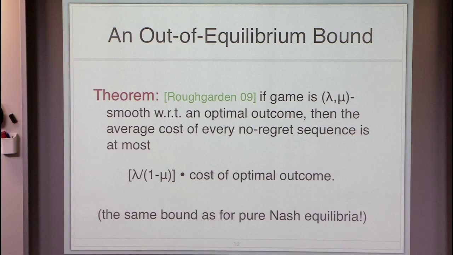But non-tight games? Yeah, so if you look at routing games on parallel links, those are not tight, you cannot prove the tight bound of 4/3 using a smoothness argument.